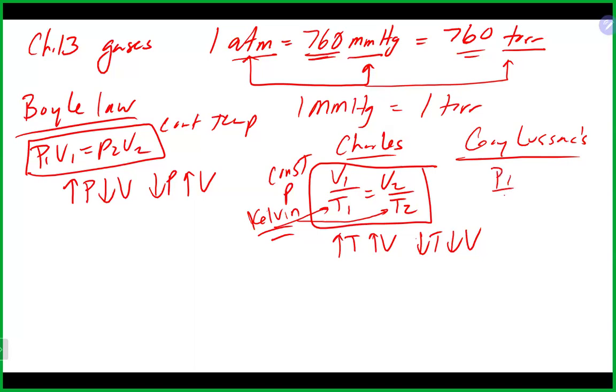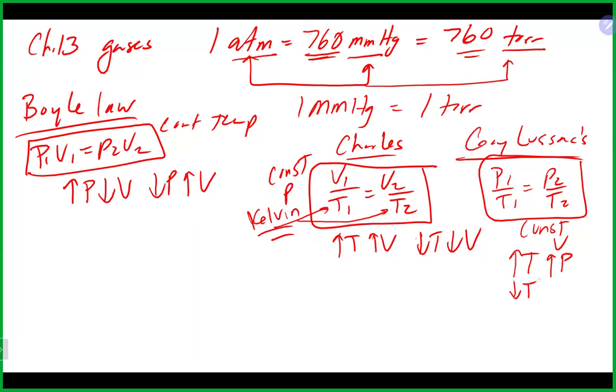Guy-Lussac's law is P1 over T1 equals P2 over T2. This is at constant volume. And the relationship here is that the volume actually doesn't adjust with the temperature. So when we see the temperature go up, we would expect the gas molecules to be flying around faster because they have more energy. That would cause greater collisions, and we would see the pressure go up with it. And vice versa, if we lower the temperature, our gas molecules are going to fly around slower, resulting in fewer collisions, and we will see the pressure go down.